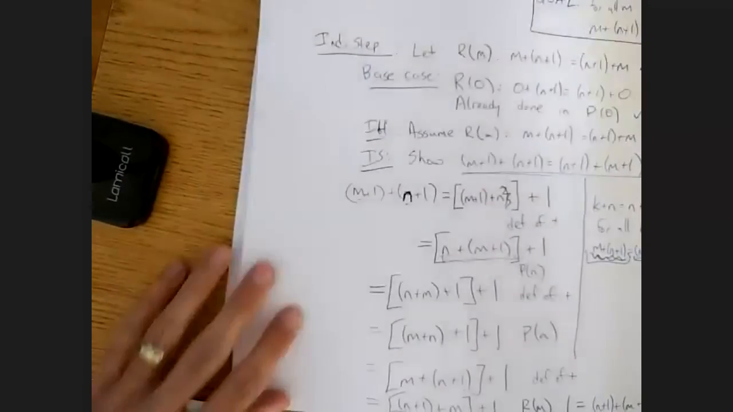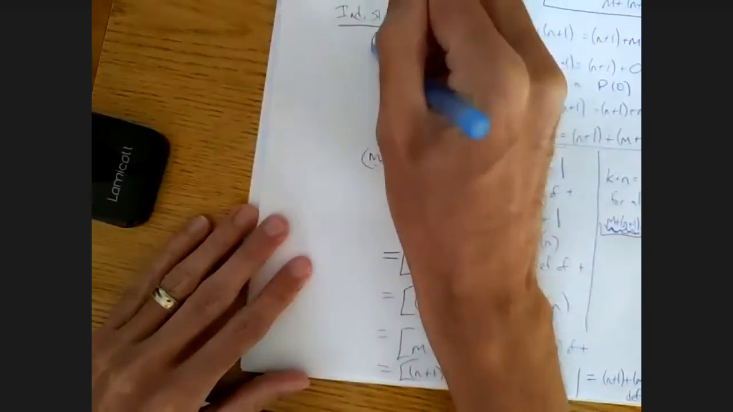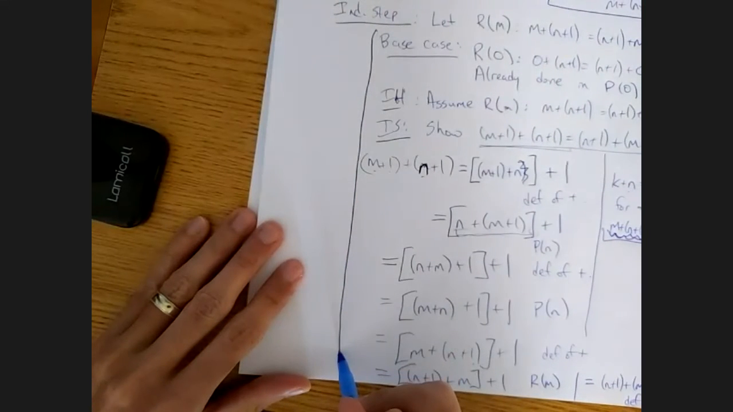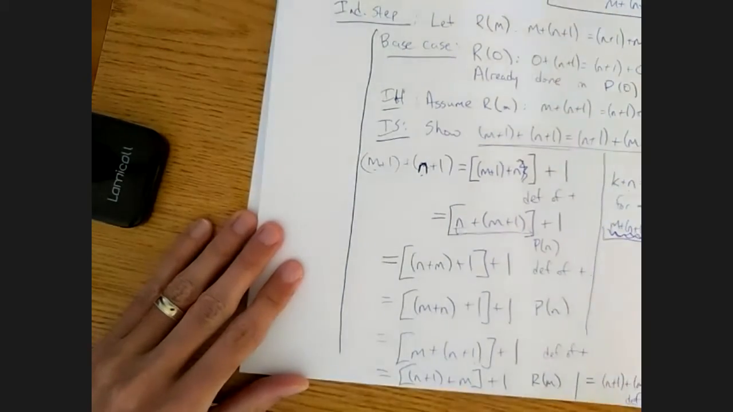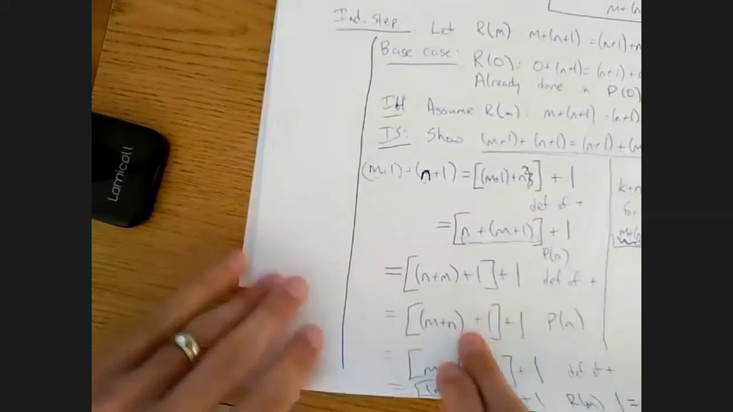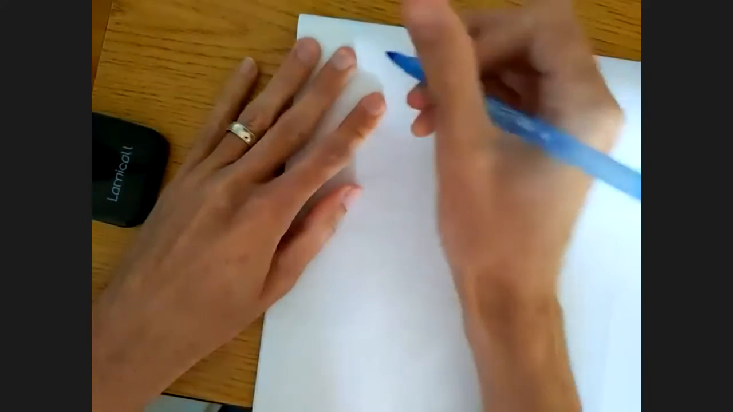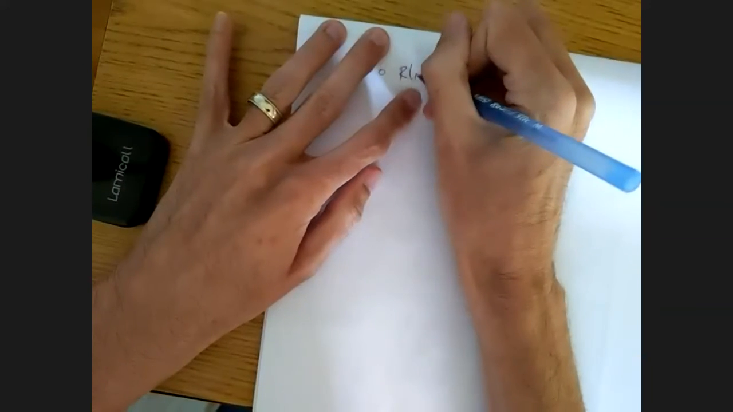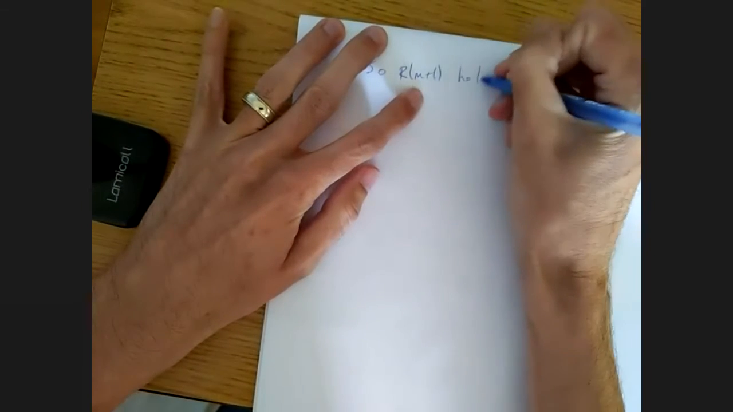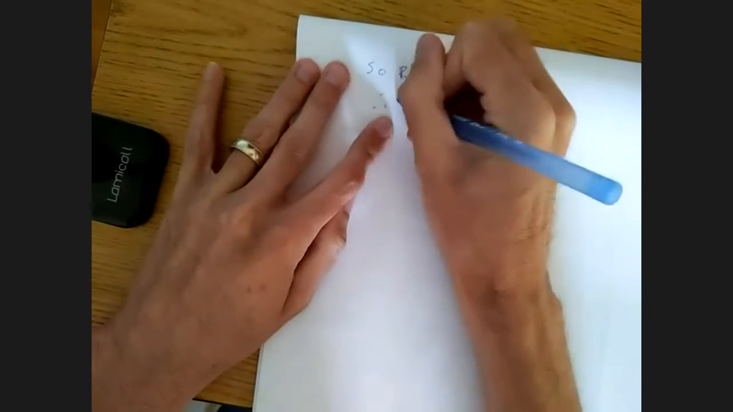So that kind of concludes this. So see this induction, which we started over here? That induction is done. Okay, so let's see what it says. So that concludes, so R of M plus 1 holds. Therefore, R of M holds for all M.